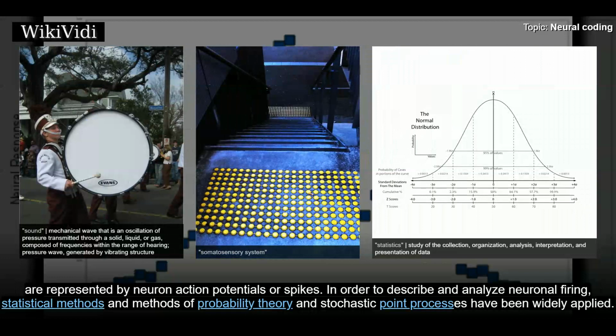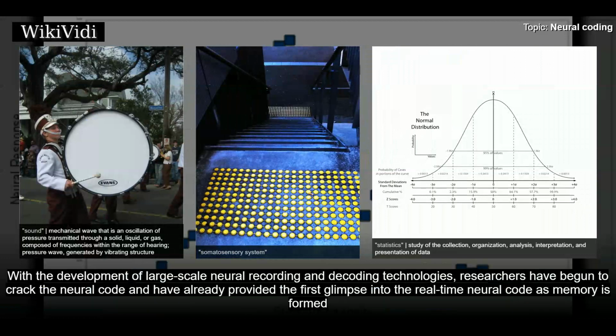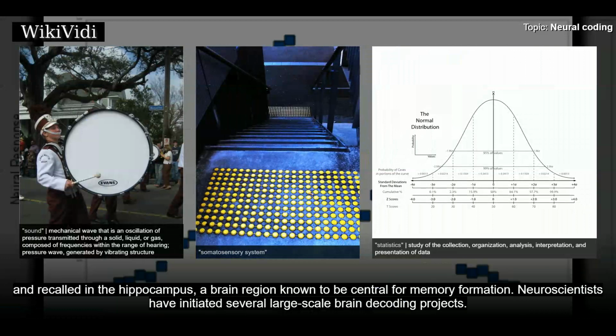With the development of large-scale neural recording and decoding technologies, researchers have begun to crack the neural code and have already provided the first glimpse into the real-time neural code as memory is formed and recalled in the hippocampus, a brain region known to be central for memory formation. Neuroscientists have initiated several large-scale brain decoding projects.